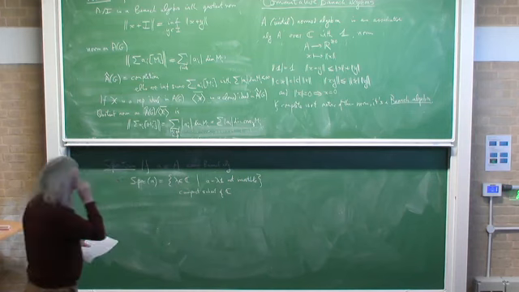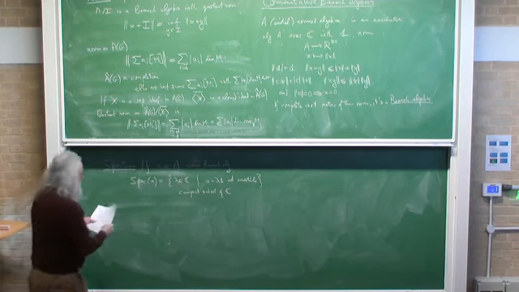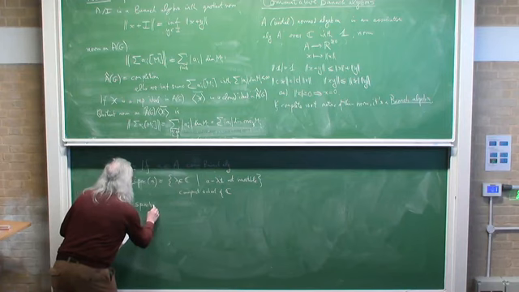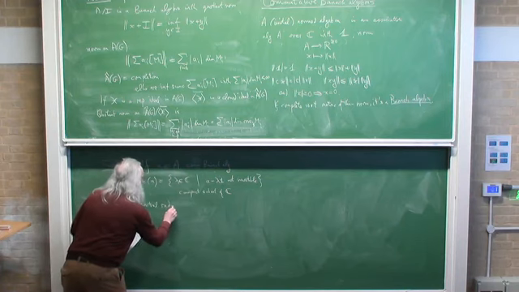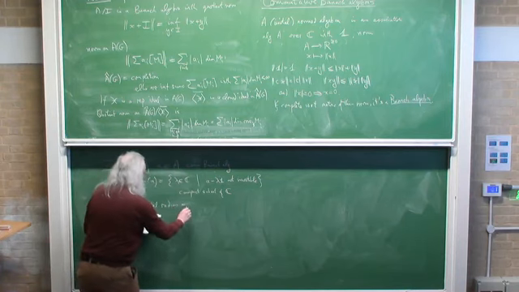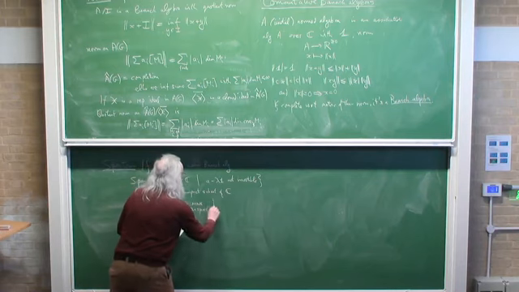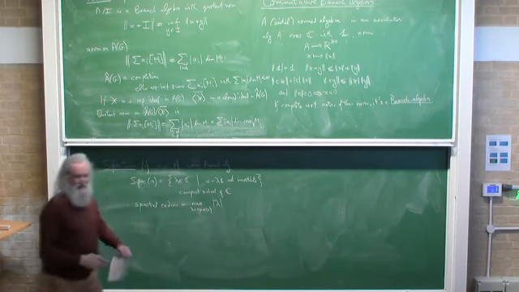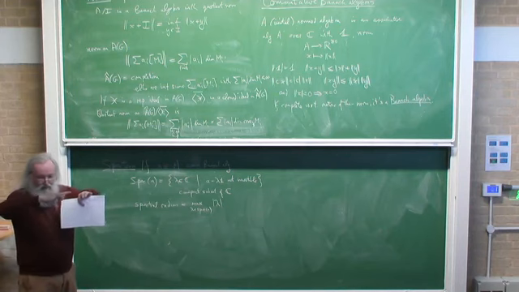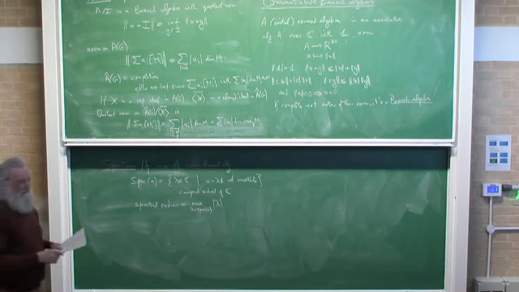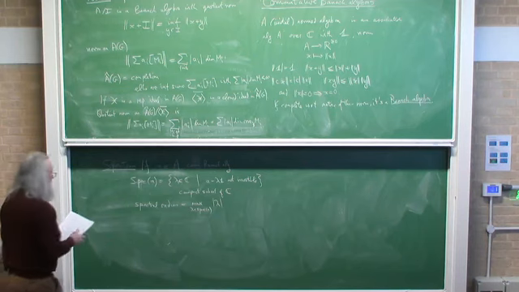Associated with an element. And then the spectral radius is just the maximum over lambda in spec A of the absolute value of lambda. So it's just the smallest circle you can fit all these elements of the spectrum into.